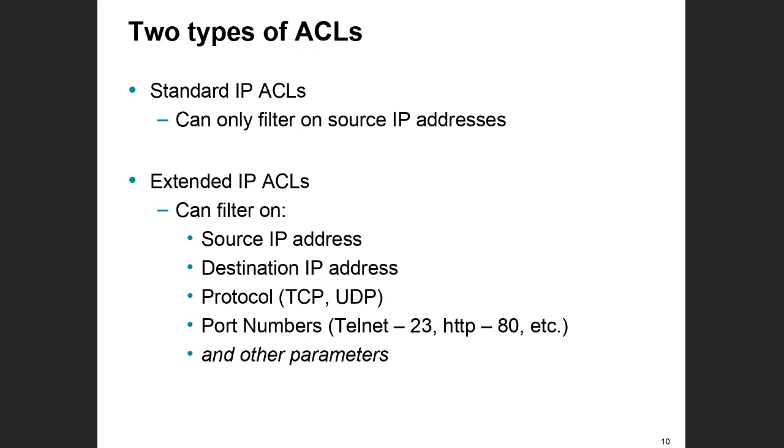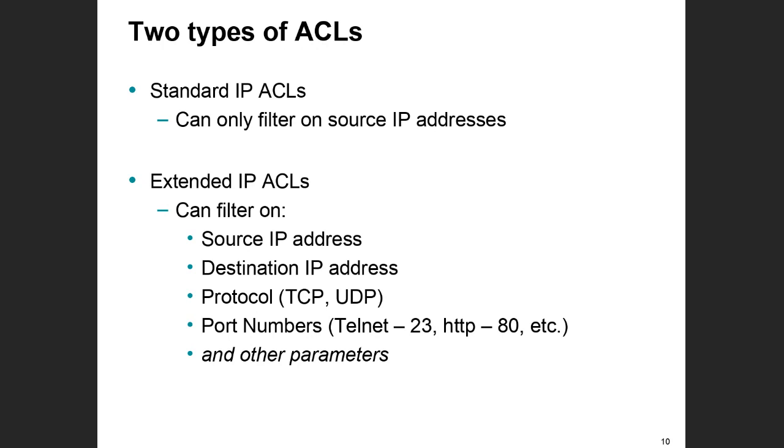We'll look at those first and the concepts of how those work. Extended access control lists can filter on not only just the source IP address like a standard, they can also filter on the source IP address and/or the destination IP address and/or the port numbers and/or protocols and many other parameters as well.